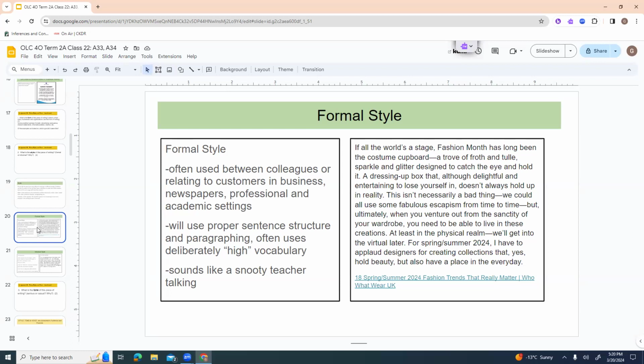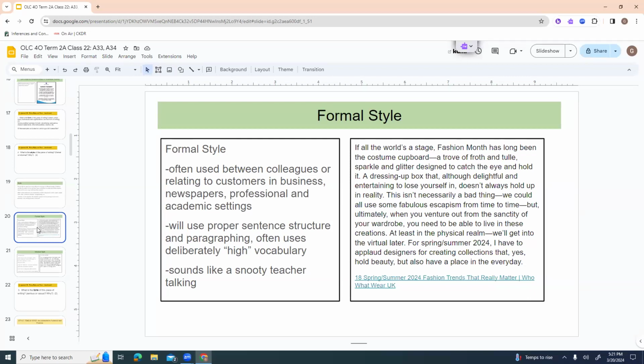If all the world's a stage, Fashion Month has long been the costume cupboard, a trove of froth and tulle, sparkle and glitter, designed to catch the eye and hold it. A dressing up box that, although delightful and entertaining to lose yourself in, doesn't always hold up in reality. This isn't necessarily a bad thing. We could all use some fabulous escapism from time to time. But ultimately, when you venture out from the sanctity of your wardrobe, you need to be able to live in these creations, at least in the physical realm. We'll get into the virtual later.